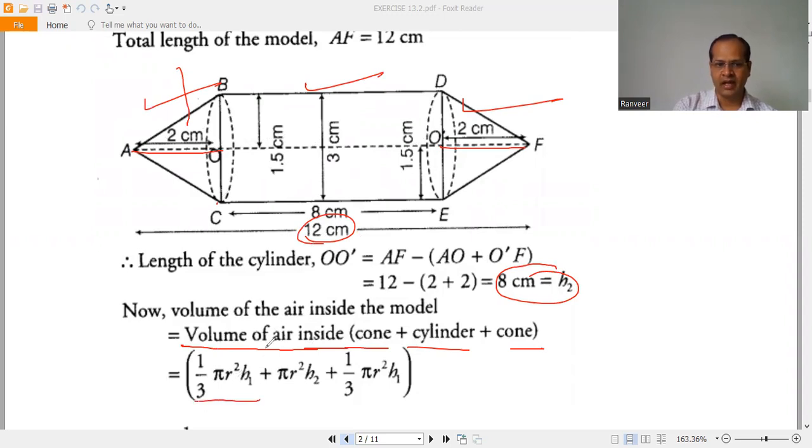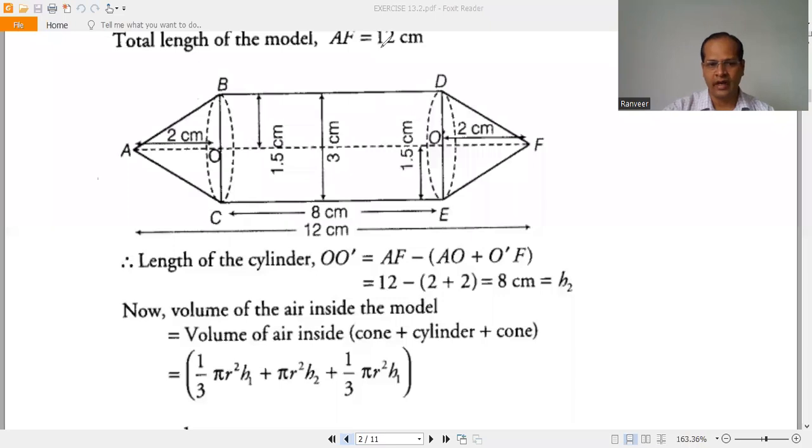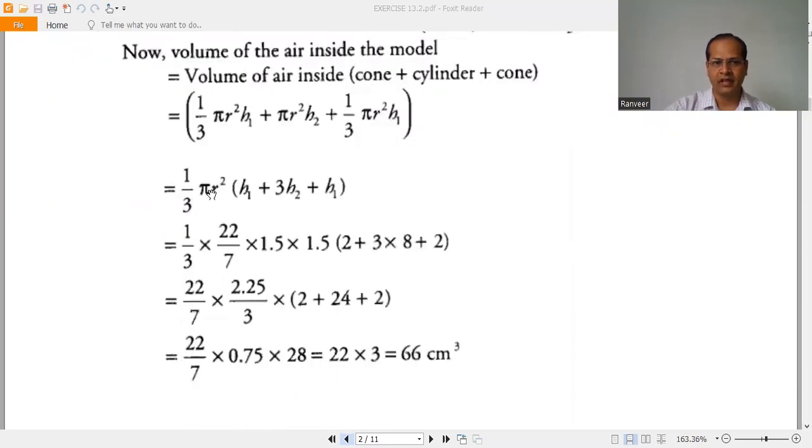So 1 by 3 pi r square h1, plus pi r square h2, plus 1 by 3 pi r square h1. From this we take the common factor, 1 by 3 pi r square, leaving h1 plus 3h2 plus h1. Now we just substitute all the values and do the calculation, and after the calculation it comes to 66 centimeter cube.